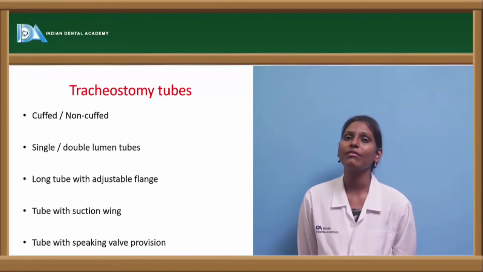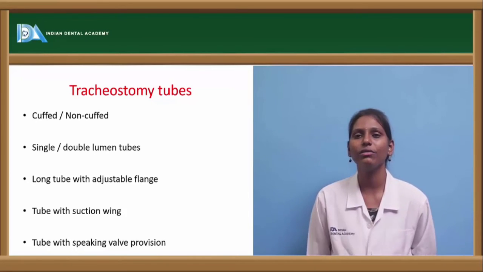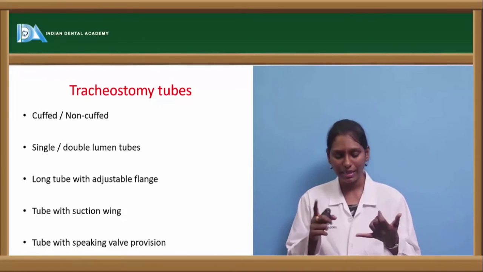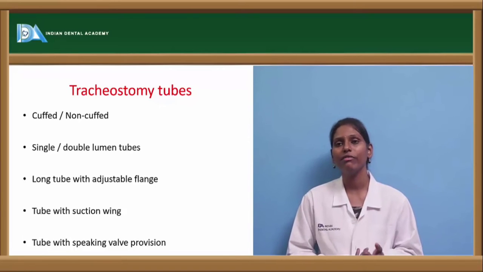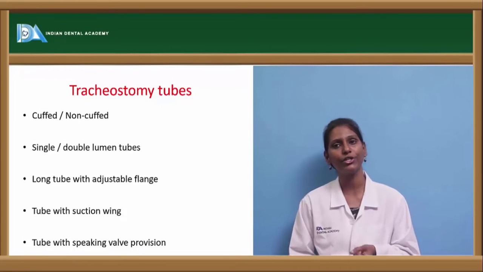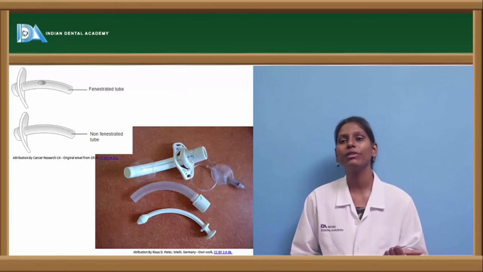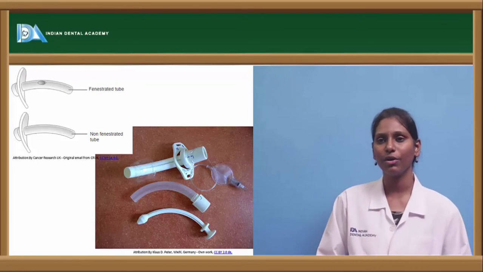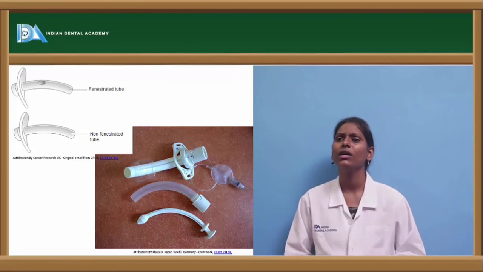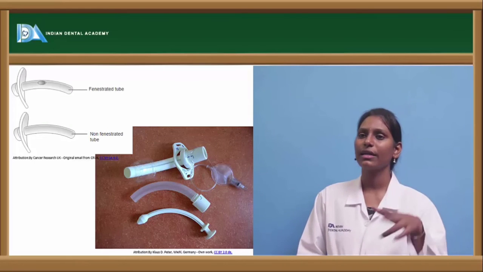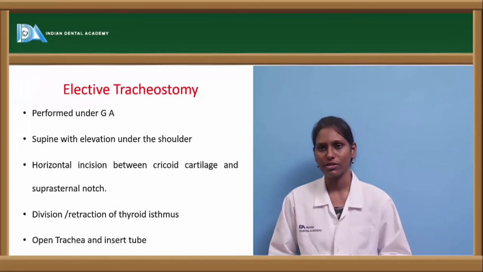And for tracheostomy, we have various tracheostomy tubes. These tubes are of various types. We have a long tube with adjustable flange. We have single or double lumen tubes, cuffed or non-cuffed tubes, tubes with suction wing, or tubes with speaking valve provision. Okay, these are the types of tracheostomy tubes. The first one we have is fenestrated tube and non-fenestrated tube. These are again various types of tracheostomy tubes.